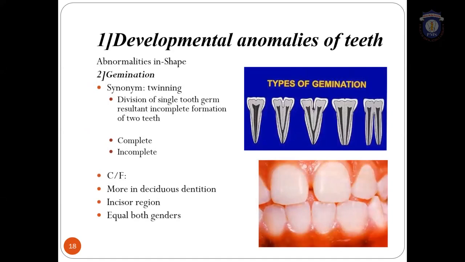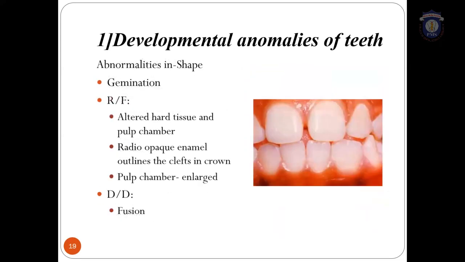Next is gemination. Gemination is also known as twinning. Gemination can be complete or incomplete. It is more commonly seen in deciduous teeth, especially in the incisor region. Both genders are equally affected.